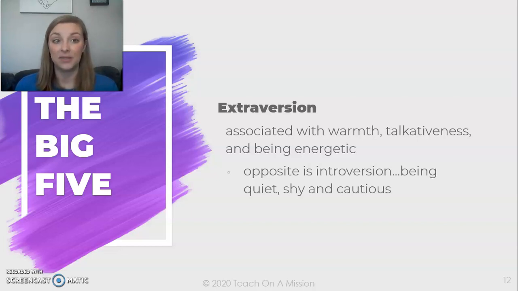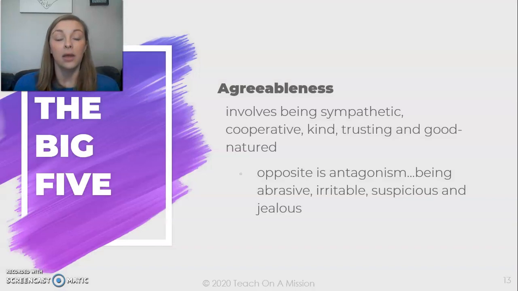The opposite is obviously introversion, and this person is quiet, shy, and cautious. Next is agreeableness. This is sympathetic, cooperative, kind, trusting, and good natured. The opposite is antagonism. You're abrasive, irritable, suspicious, jealous.